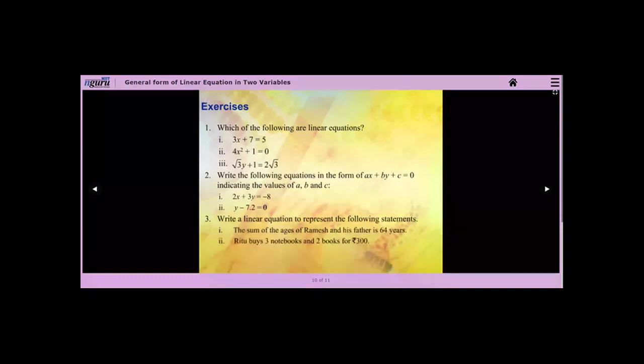Second one, A. In the second one, what is the value of A? 2, ma'am. What is the value of B in this one? 3, ma'am. And here it is 0, and C is minus 7.2.